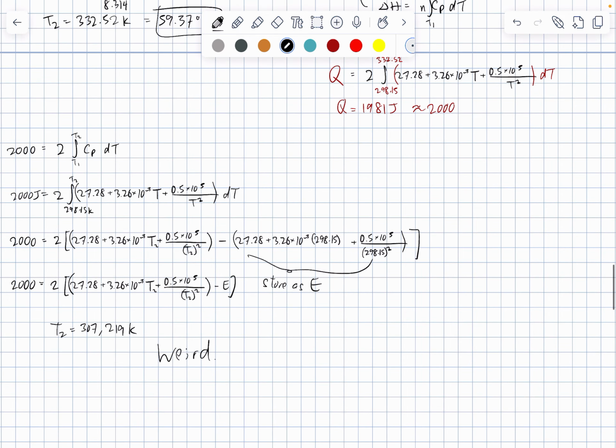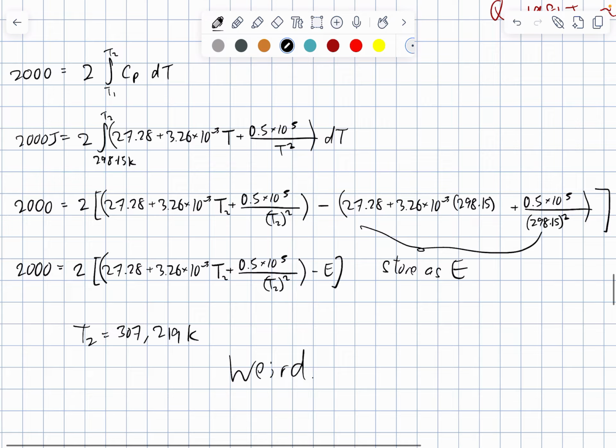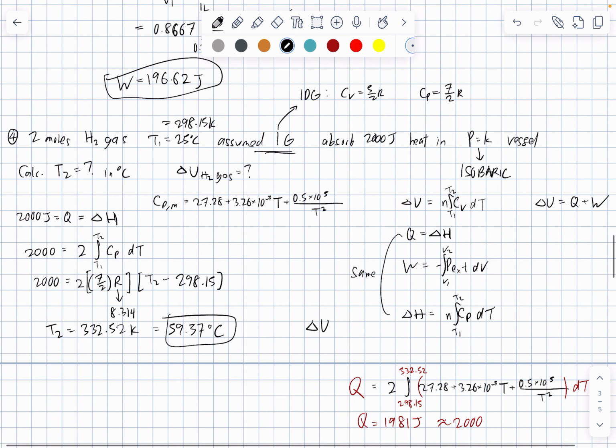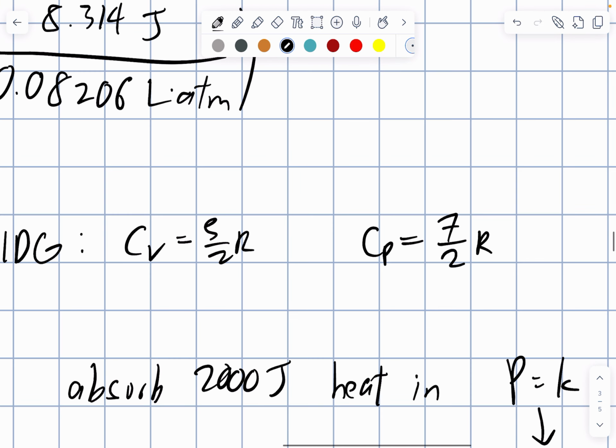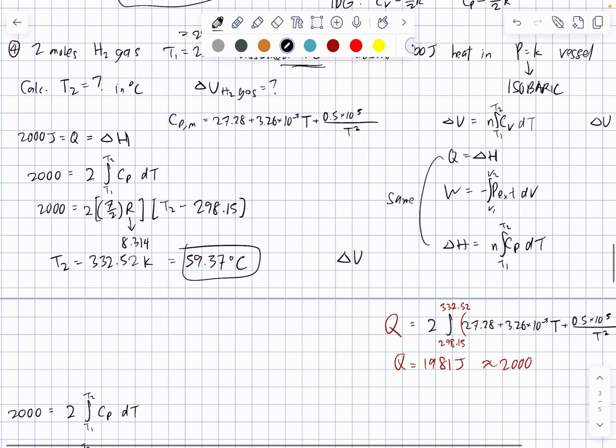So actually this was my first instinct in the exam. I didn't push through because the number was just too weird. Using this one, the estimation, it was more believable.